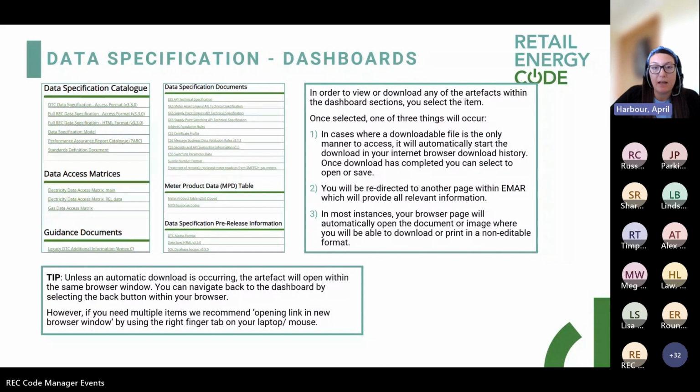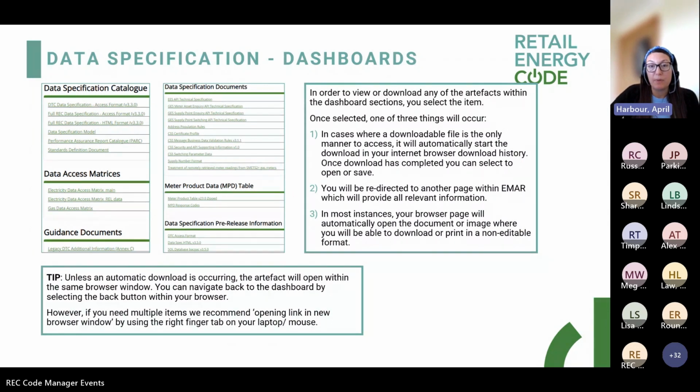So this is just a quick visual of those sections that we've just covered off, and just some helpful tips to know. When you're in this section, depending on which of the options and which of the items that you select, one of 3 things is going to occur that will allow you to view these. Some items are downloadable files only. So when you select them, they'll automatically be downloaded into your browser history. From there, you can access them, you can save them and open them, etc.